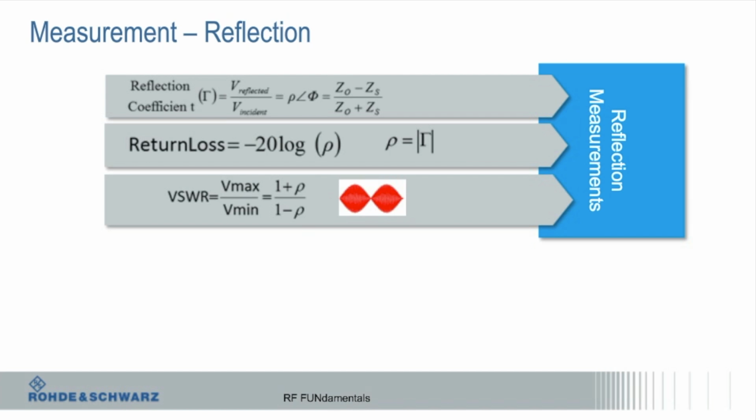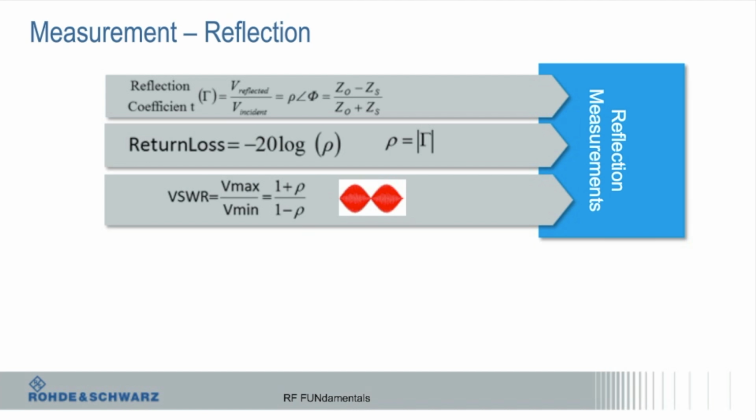Okay, so reflection. When you're measuring a reflection, you're really measuring how much of that wave bounces back from my mismatch. When I do that, there are different ways of representing that mathematically, and depending on who you talk to, different people have different nomenclature, as you all well know.